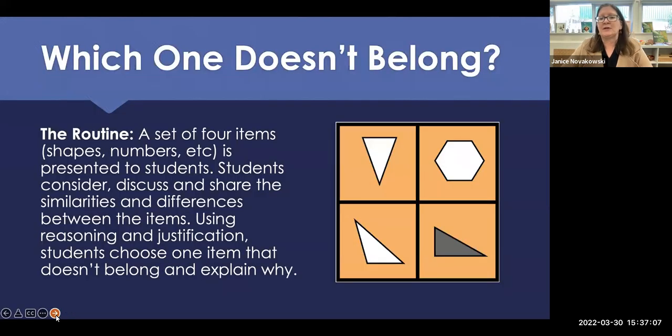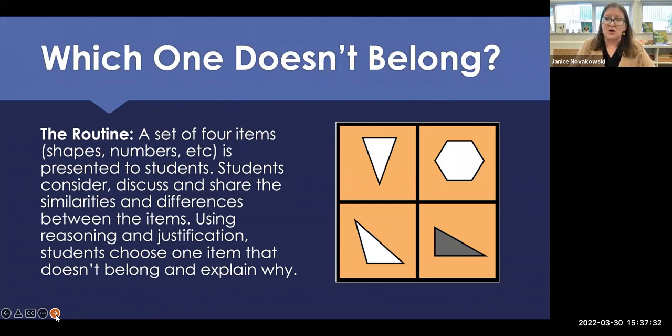So which one doesn't belong is a routine that focuses on looking at similarities and differences, so that comparative thinking. It involves a set of 4 items: shapes, numbers, graphs, etc. And those 4 items are presented to students in a 2x2 grid. And students consider, discuss, and share how these items are the same and how they're different.